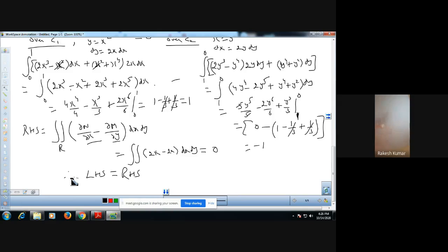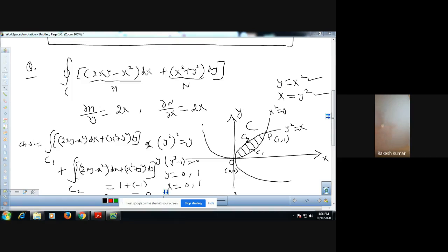The question may also come like this, that find out the value by using Green's theorem. Suppose they say that find out the value of this integral by Green's theorem, then you will use Green's theorem, and by Green's theorem this is equal to double integral. Then you will find the right hand side only, and you will get the value from right hand side.